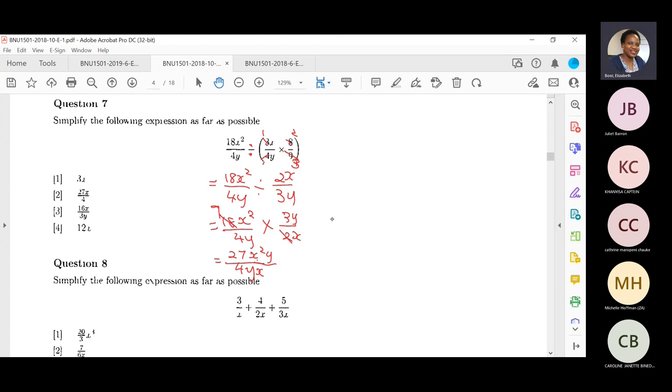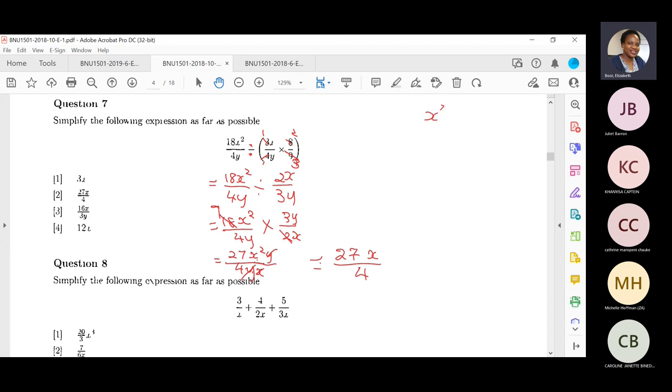x squared and y over that. So y and y will cancel. x and x squared. Remember, x squared is the same as x times x. So one x will cancel out. Therefore, the answer here will be 27x over 4, because one of the x will cancel out.